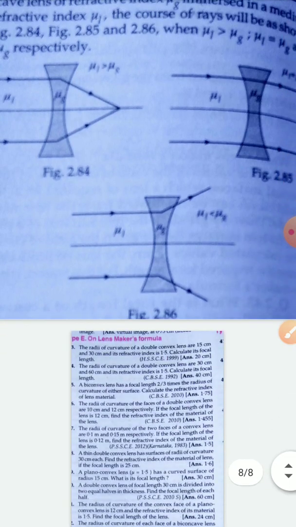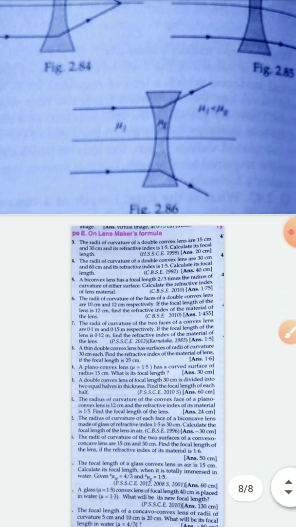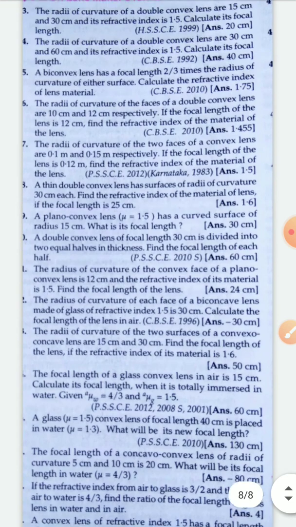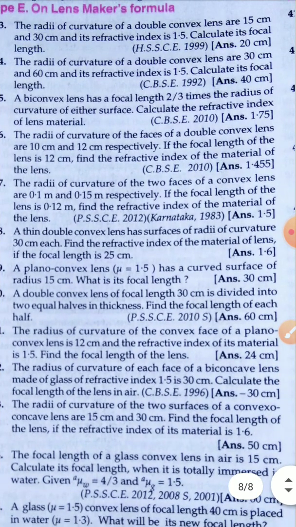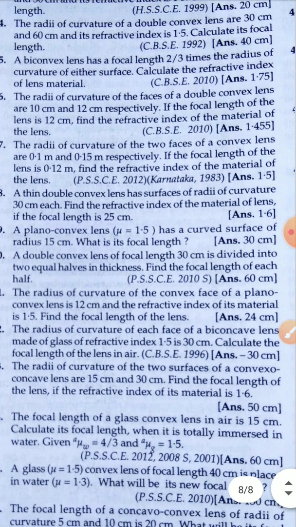One similar question is here. Now here are some questions based on the lens maker formula for your practice. Just go through it.